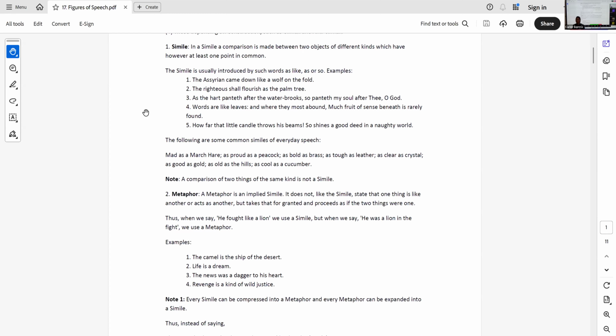Metaphor. Metaphor is a more compact form of simile. How many of you have heard this? I'm sure you heard this. Camel is the ship of the desert. I think from class 3 to class 10, this simile is revised every year. Only thing is it is not a simile. It is a metaphor. What is the difference?